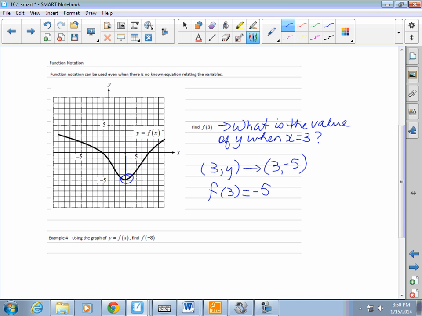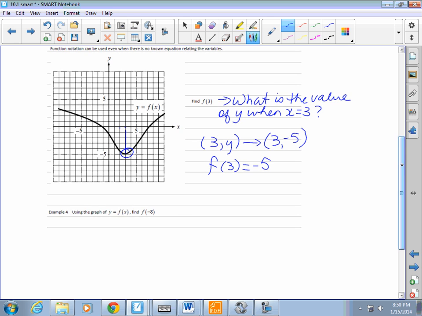So if I use this graph to find what is f of negative 8, negative 8 on my graph here is negative 5, 6, 7, 8. It's right here. So I look on the graph, where does that meet up? That's right there, so that is at 1, 2, 3. So f of negative 8 is equal to 3. So it's just as simple as picking out the coordinates on that graph.